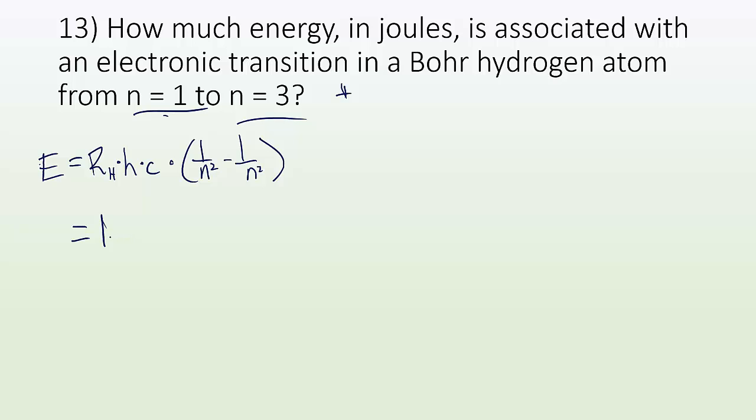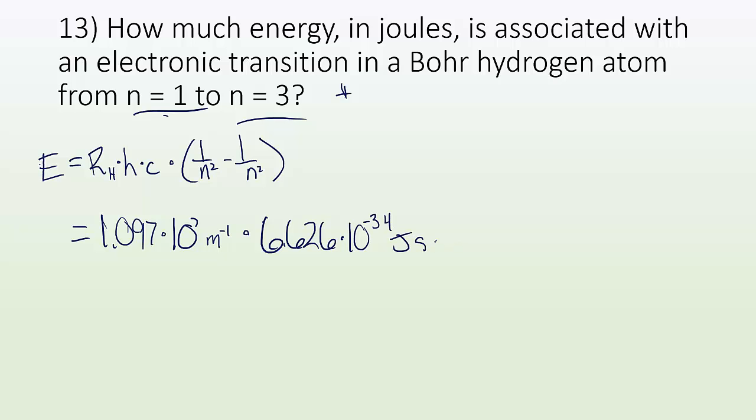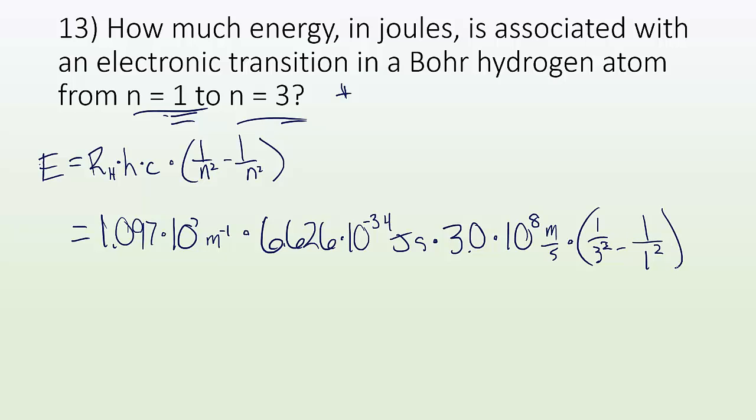I got 1.097 times 10 to the 7 per meter, times h, which is 6.626 times 10 to the negative 34 joule seconds, times 3.0 times 10 to the positive 8 meters per second, and then times the transition going from 1 to 3. So it's 1 over 3 squared minus 1 over 1 squared, which is just 1, right?